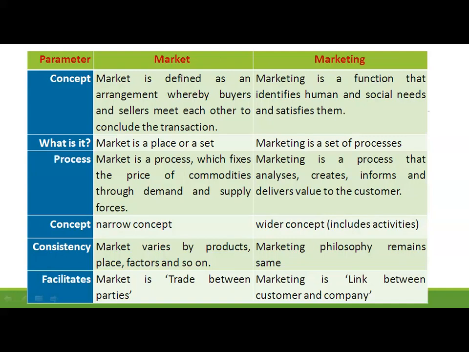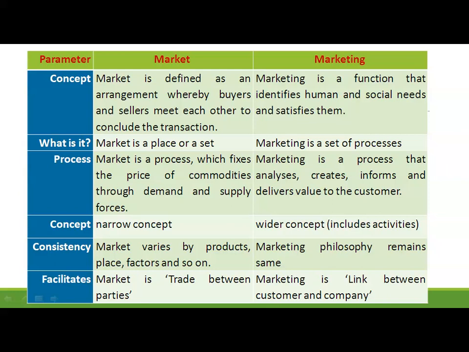Next is the difference between market and marketing. Now, a very simple definition to differentiate them. First, we will start with the concept of market. A market is any space within which trade takes place between the buyer and seller for a well defined product. This space can be a produce market, a shop, or internationally between two countries, over the internet, and so on.